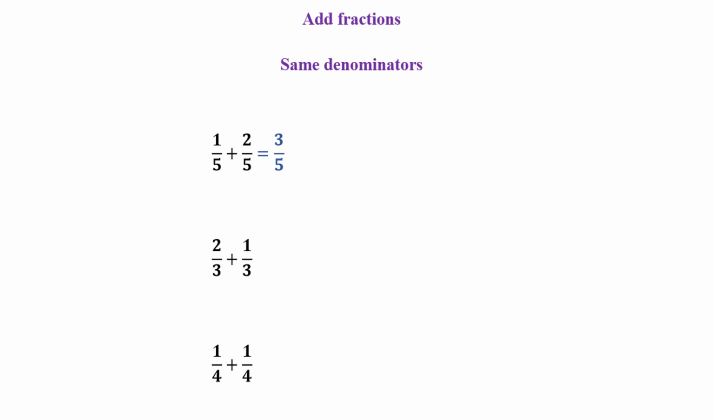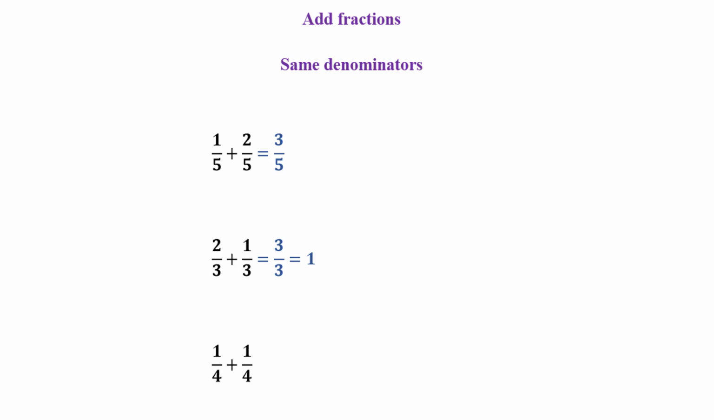Let's solve another example. What is the sum of 2/3 plus 1/3? The fractions have the same denominator 3, so we write 3 at the denominator. And there is a plus between the fractions, so we add the numerators. 2 plus 1 is 3. We write 3 at the numerator. We should simplify 3/3. 3 divided by 3 is 1. So the simplest sum of 2/3 plus 1/3 is 1.